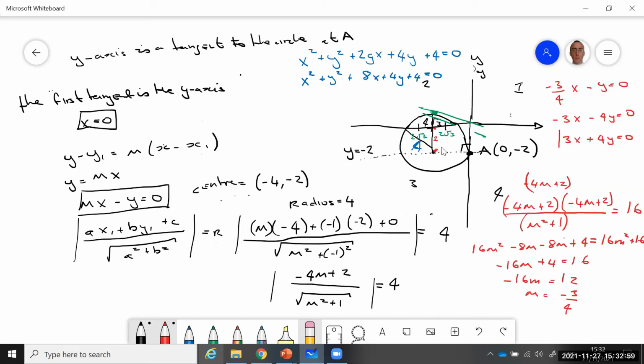Okay, so that is the equation of the other line that passes through the origin, that is a tangent to the circle. So that's one equation here, and that's the other equation.